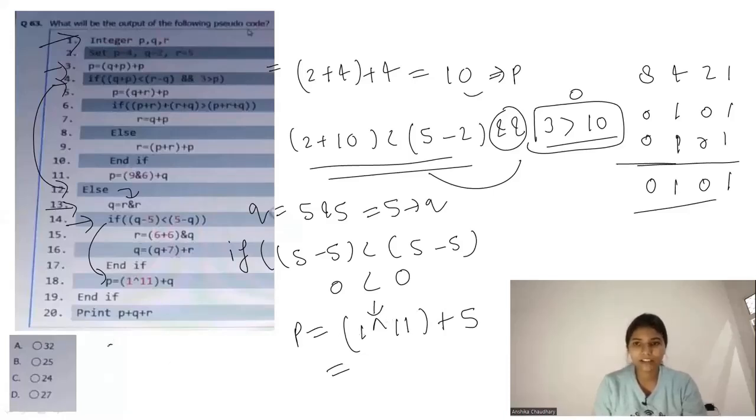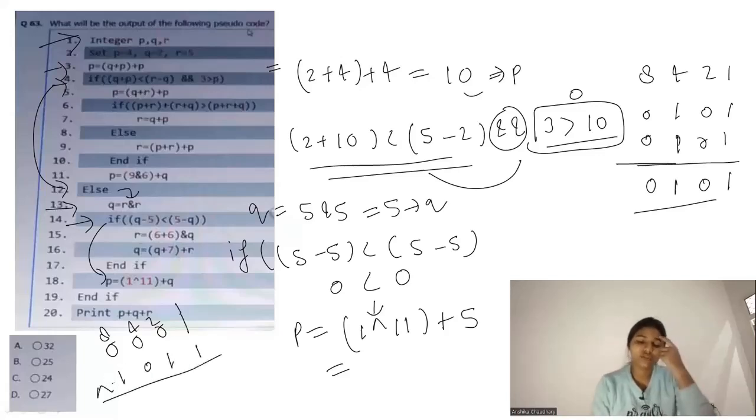So I'm converting here 0 0 0 1, and for 11, what will be the code? 8421. So 8 plus 2 is 10 plus 1 is 11, so it will be 1 0 1 1. Now this XOR operation works like this: if both the values are the same, it will return us 0, and if both the values are different, it will return us 1.